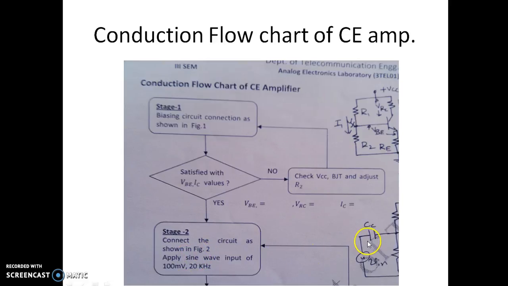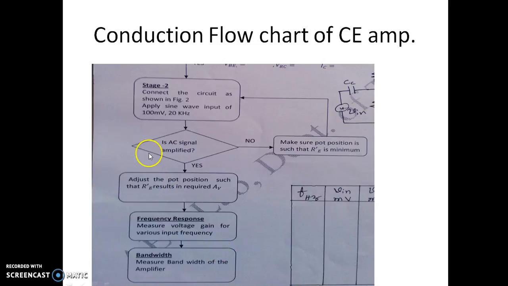In the second circuit you have only an extension of this one. Here you connect a coupling capacitor and then apply the input voltage. Care should be taken that you apply a sine wave of 100 millivolt, very small in amplitude. Keep the frequency around 20 kilohertz. Then you check if the AC signal is amplified, and then you can proceed. If it is not amplified, check the value of RE dash, whether it is minimum or not.